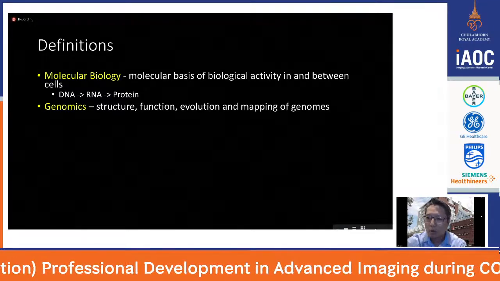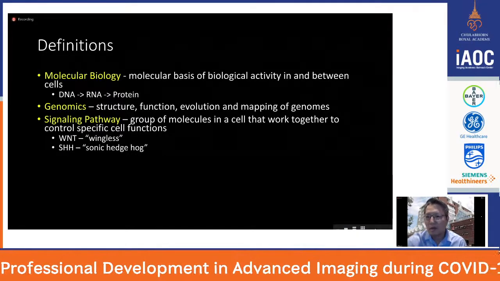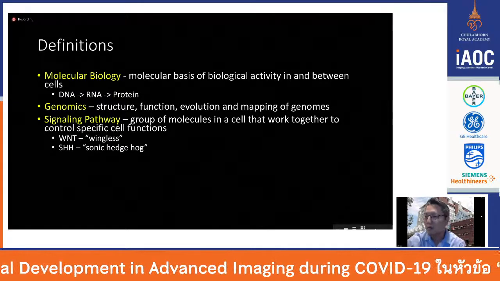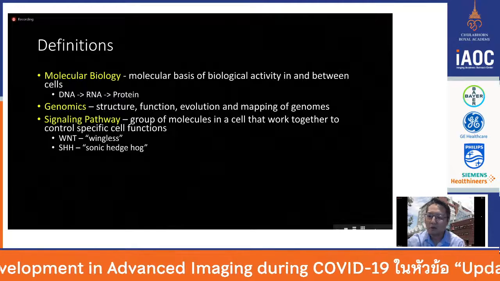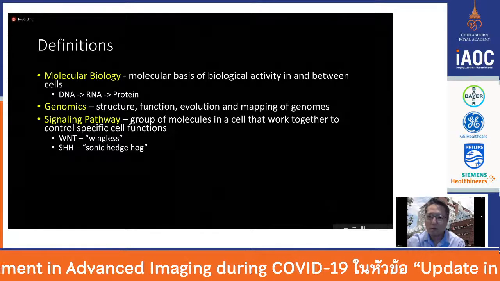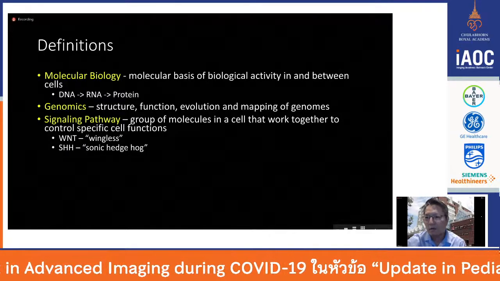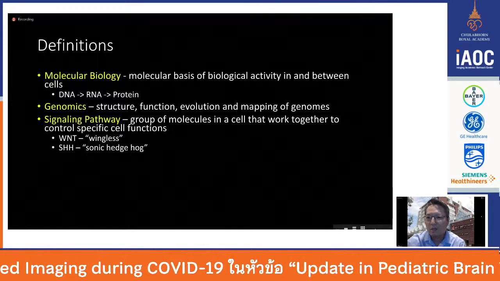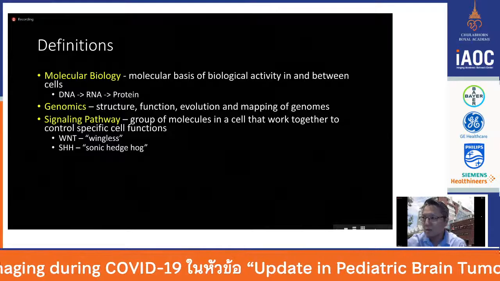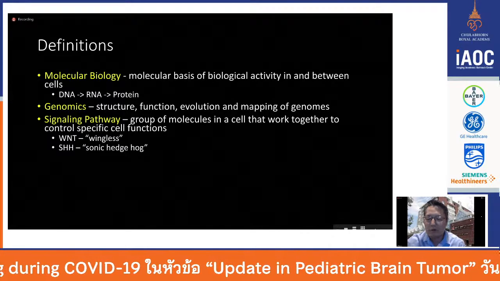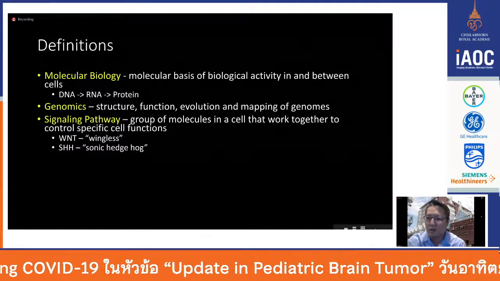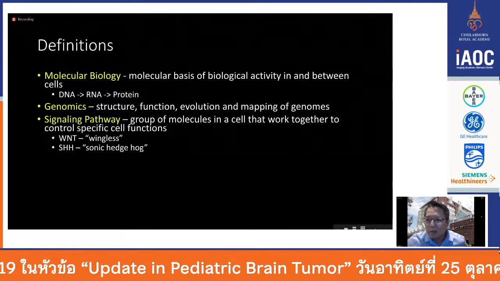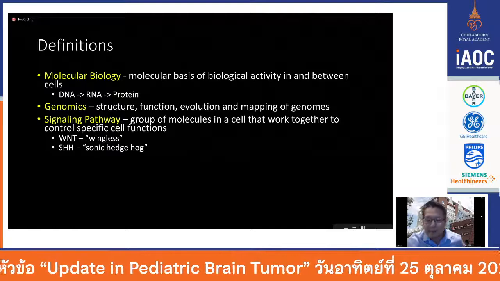More specific terms that we'll talk about are signaling pathways. These are a group of molecules that work together in a cell to control specific cell functions. So two of the pathways that we'll touch on are the WNT, or the wingless pathway, as well as the SHH, or sonic hedgehog. These were actually discovered in Drosophila fruit flies. So you can imagine a mutation in the WNT pathway will typically give you a wingless fruit fly.